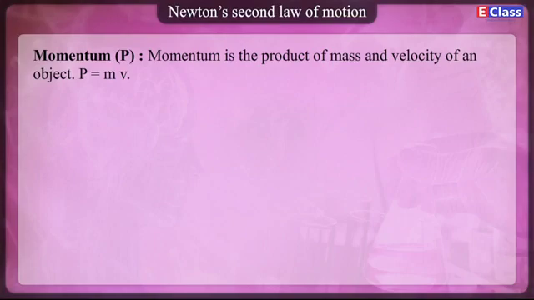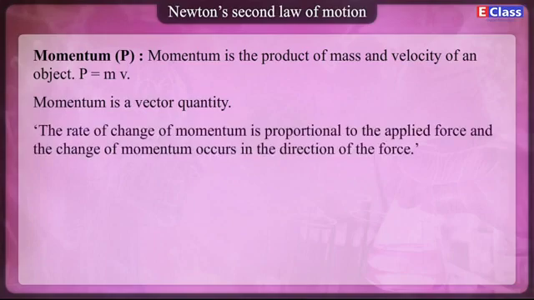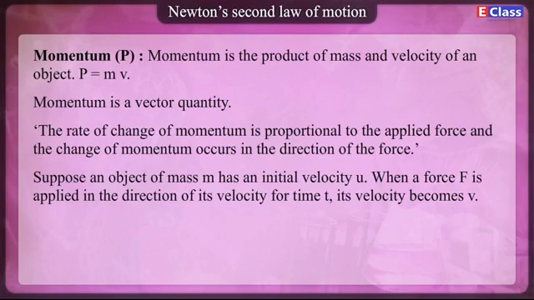P is equal to mv. Momentum is a vector quantity. The rate of change of momentum is proportional to the applied force, and the change of momentum occurs in the direction of the force. Suppose an object of mass m has an initial velocity u.